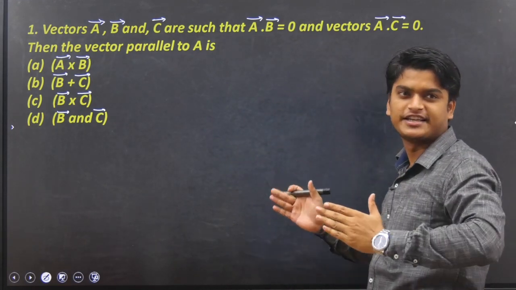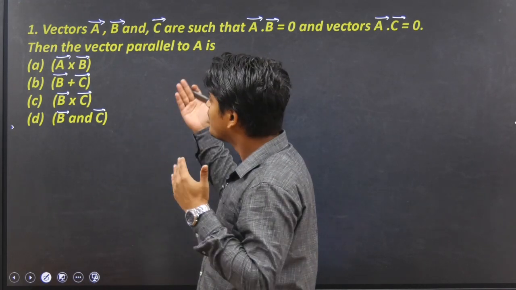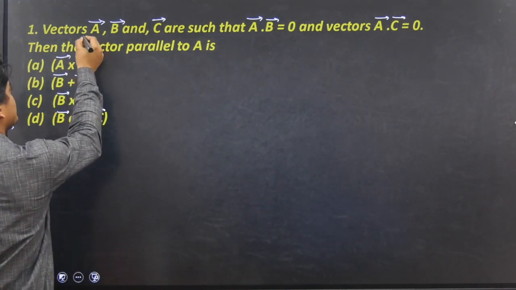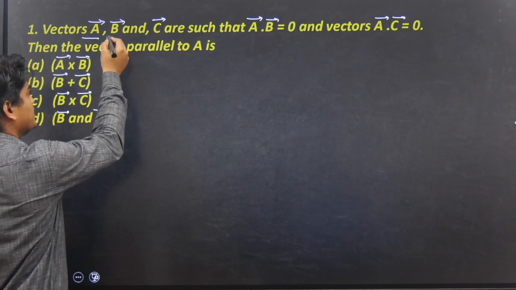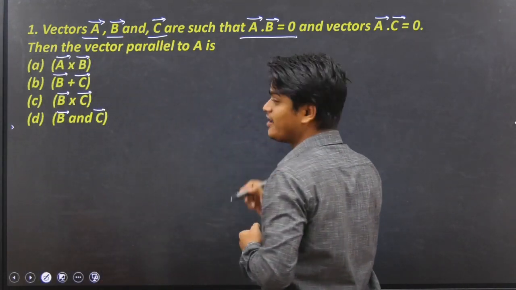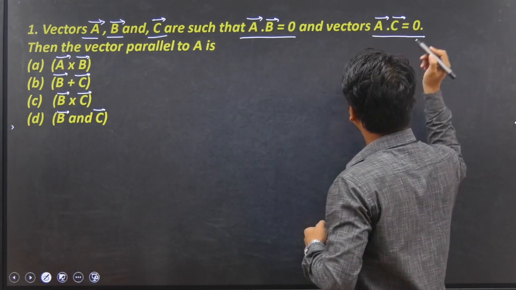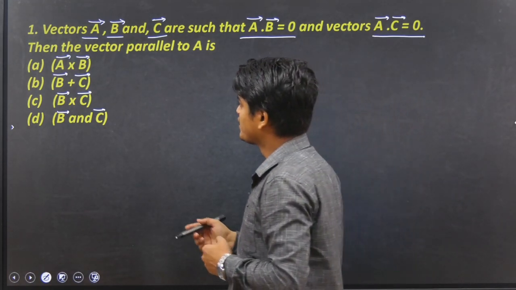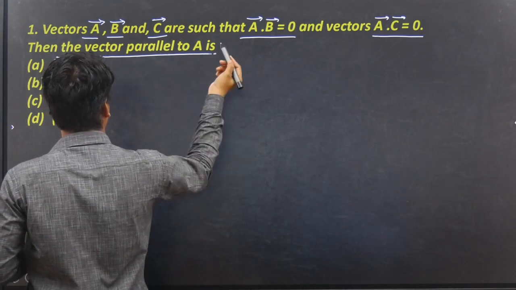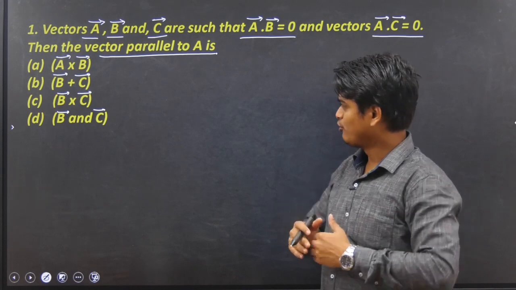Today we'll be discussing NEET and JEE MCQs on vectors. The question is: given three vectors A, B and C such that A dot B is equal to 0 and A dot C is equal to 0, then the vector parallel to A is what? So here some vectors are given. How to find this?